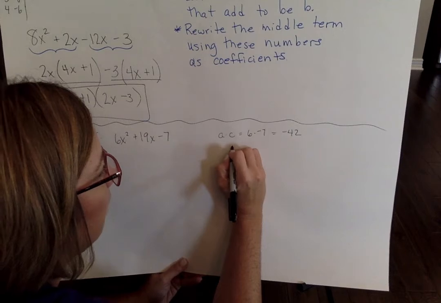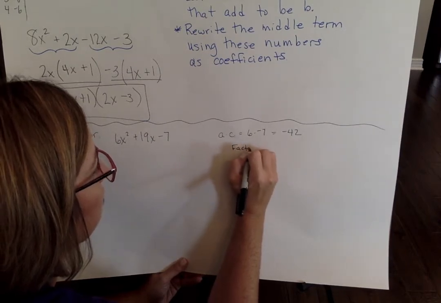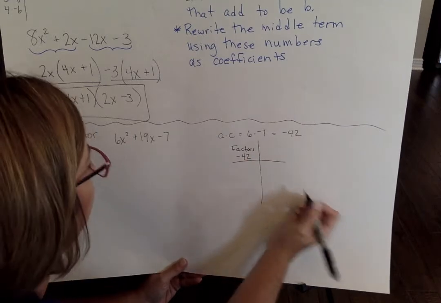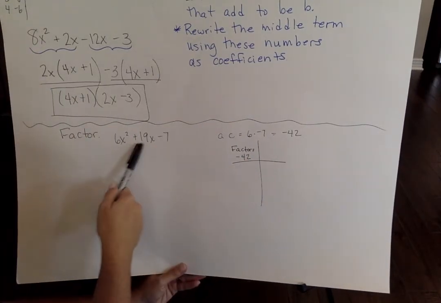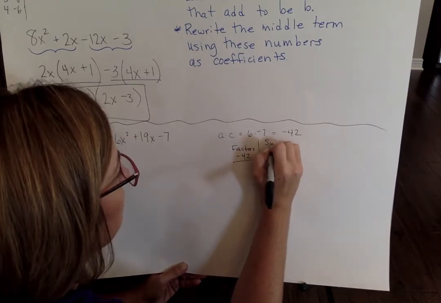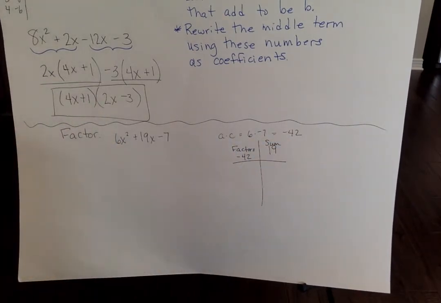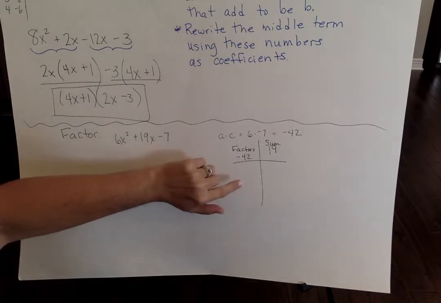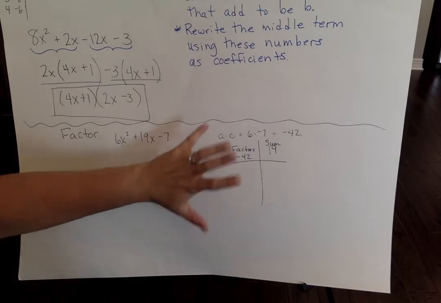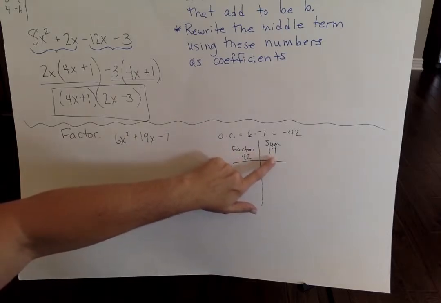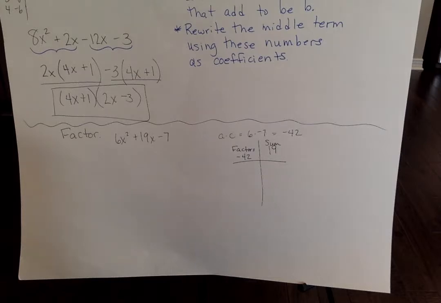Okay? I can make my chart of factors of negative 42, things that multiply to be negative 42. They add to be B, or this middle term, which is 19. So, again, now I'm thinking about multiplying to get a negative number. If we multiply to get a negative, we have a positive times a negative. If we add those same two numbers and get a positive, the larger number is now positive.